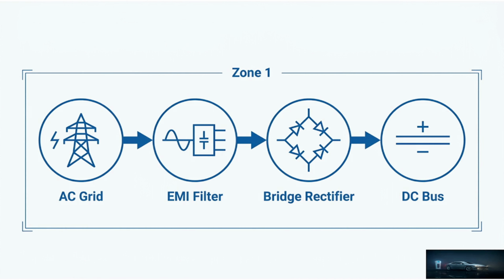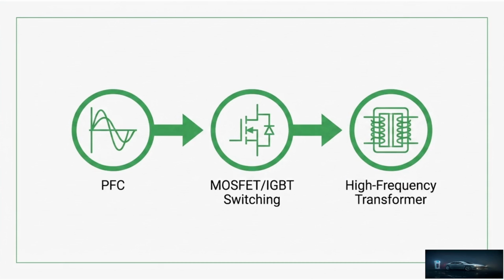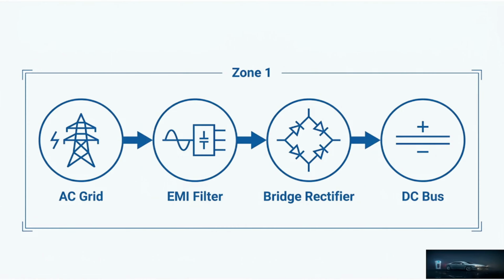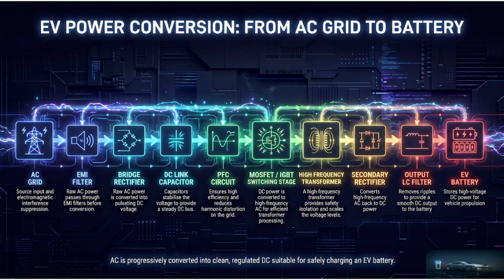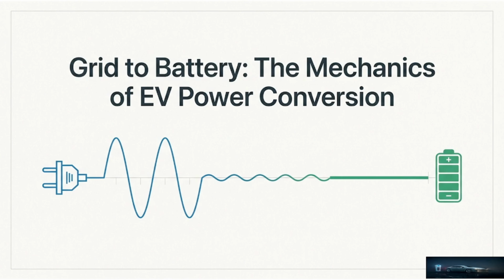And we also discussed zone 2, where we talked about the PFC module, MOSFET and IGBT switching, and then the high frequency transformer. So all these, zone 1 and zone 2, we have covered in our journey of EV power conversion from grid to battery.